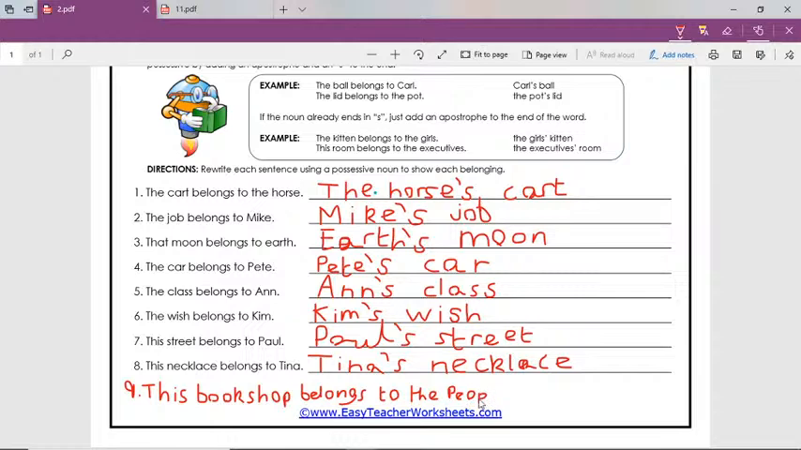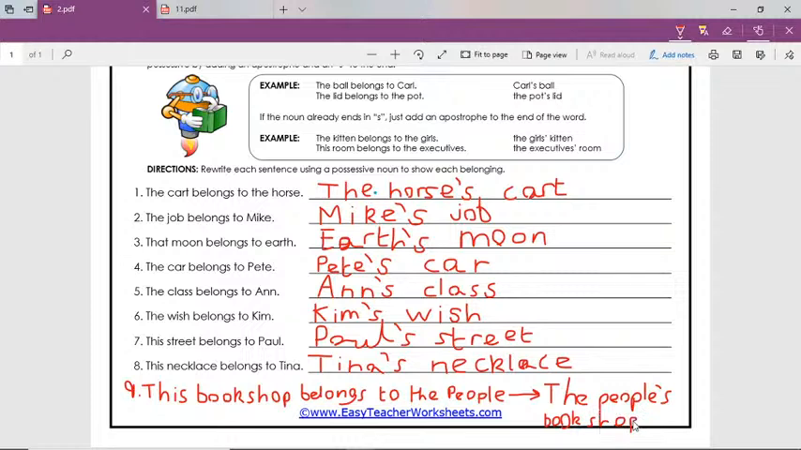The people could be anyone, could be the people that use it or run it, could be a cooperative, and that becomes the people's bookshop. Actually, that's a bad example because it doesn't actually use an S already, but it's an example of plural. So the people's bookshop. Okay, excellent.